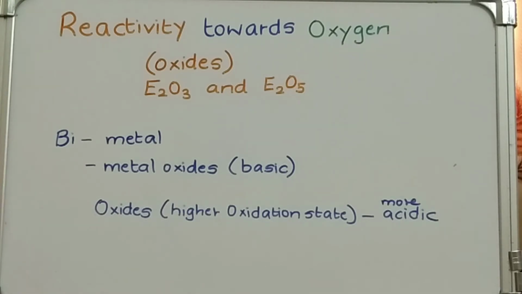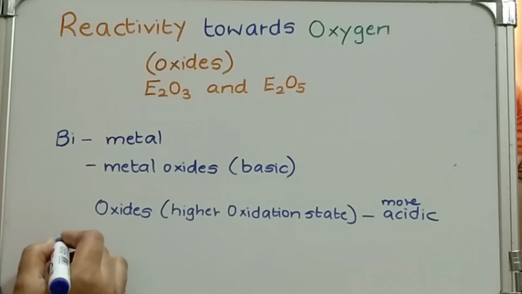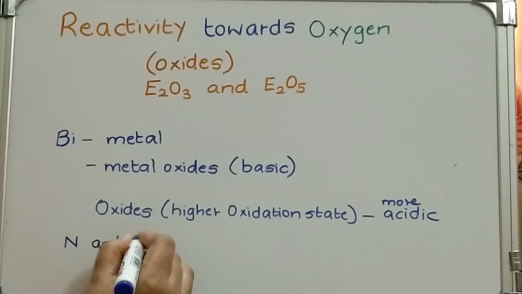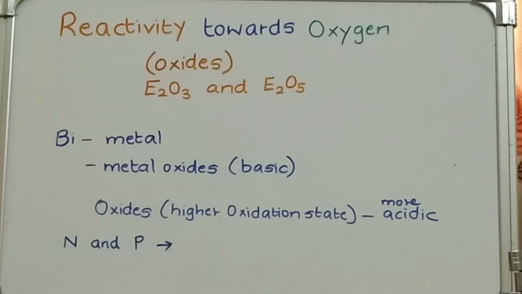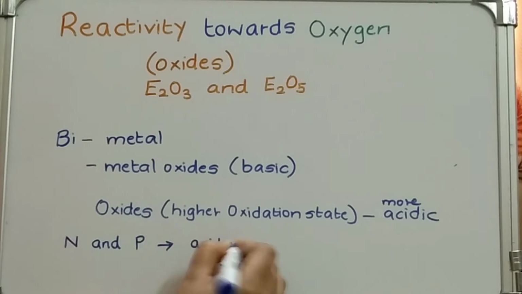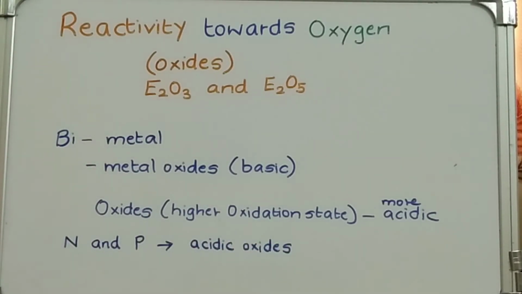So the oxides of nitrogen and phosphorus. Let's check the nature first. Both nitrogen and phosphorus are non-metals, right? So non-metals form oxides which are acidic in nature.